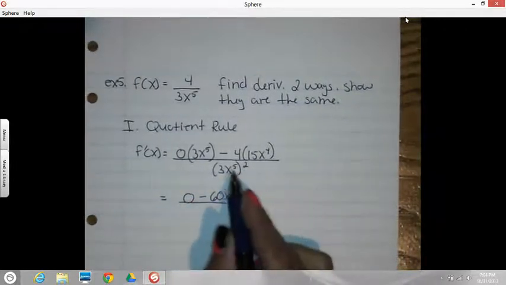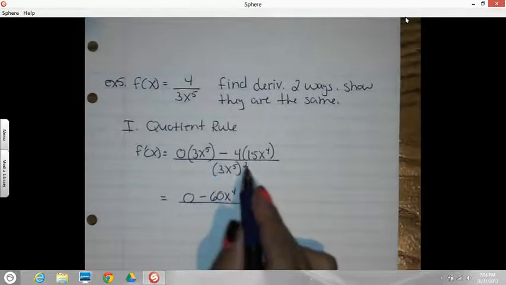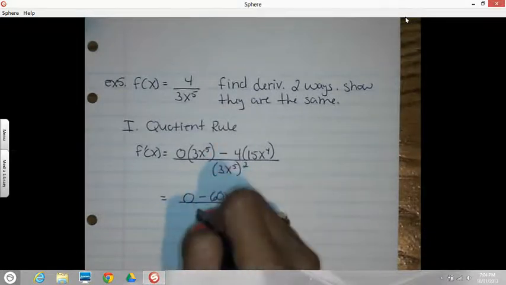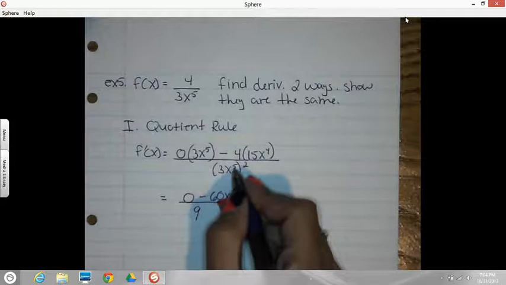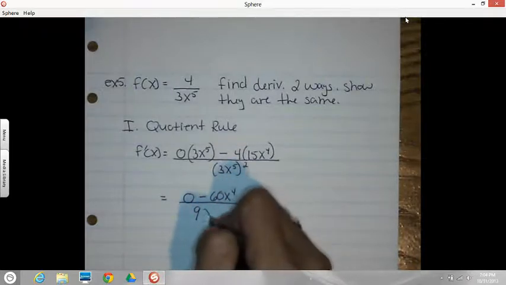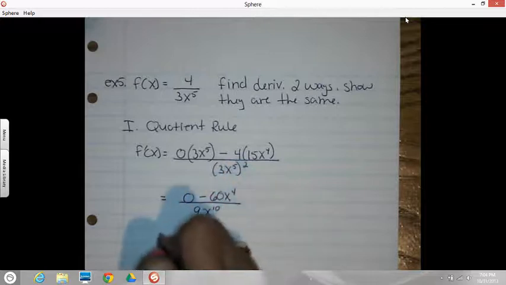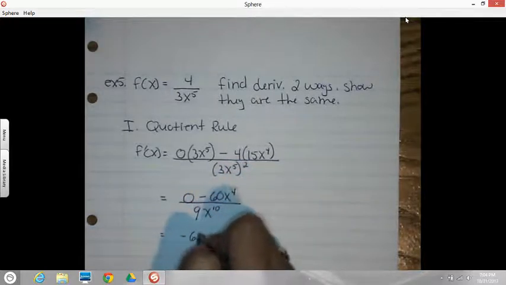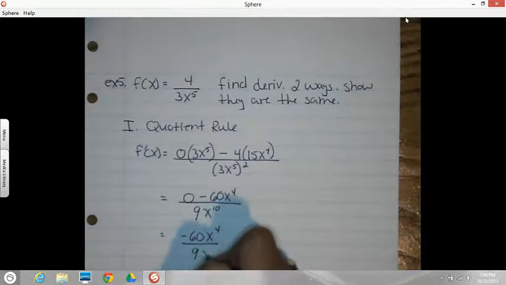Here, I've got two things in here. I've got the 3 that needs to get squared. 3 squared is 9. X to the fifth squared, and you multiply exponents. That's x to the tenth. So negative 60 x to the fourth over 9 x to the 10th.